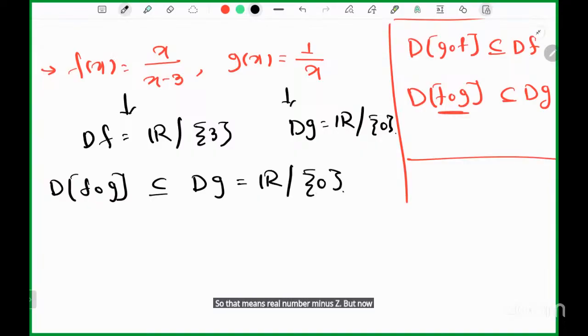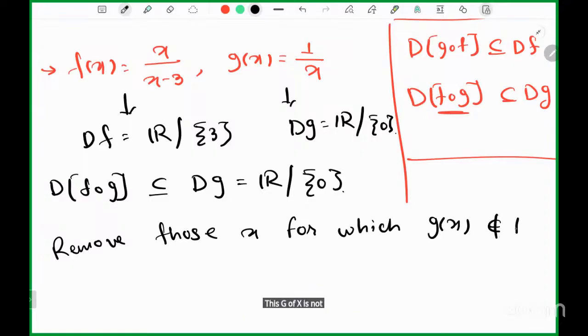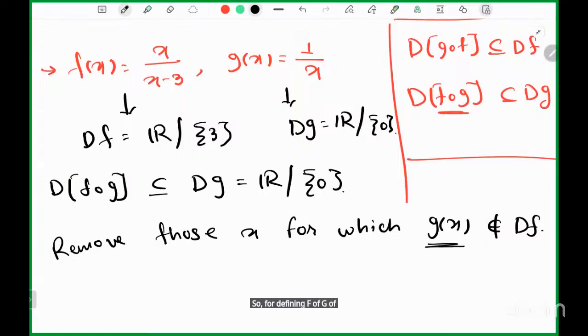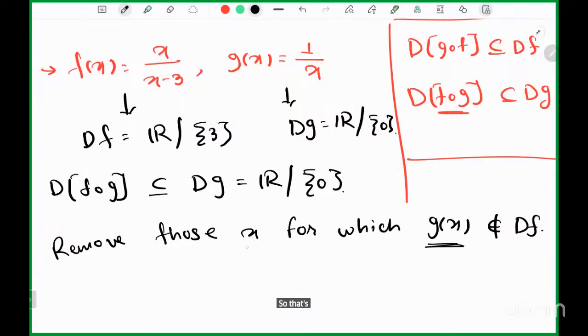But now we have to remove those x for which this g of x is not a part of the domain of f. Because see, I want to define f of g of x, right? So for defining f of g of x, g of x should be a part of the domain of f. So if you get some x for which g of x is not there in the domain of f, then you cannot talk about f of g of x. So that's why we have to remove those x for which g of x is not there in the domain of f.